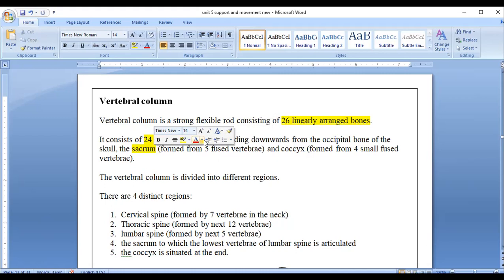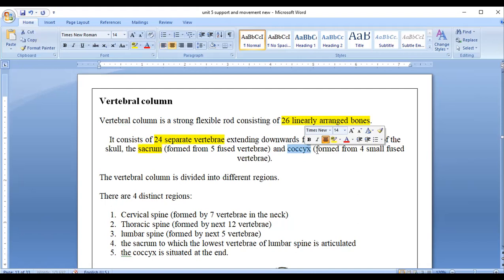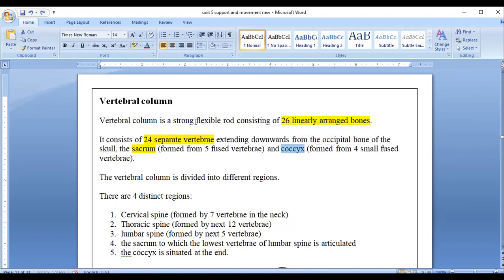You can see the 5, but you can't separate the 5. Similarly, there is a small tailbone called the coccyx. It is also made of how many? 4 separate bones, but now they are together. That's why they are called fused bones. So how many fused bones are there? There are 2 fused bones. One is the sacrum, the other one is the coccyx. Clear?